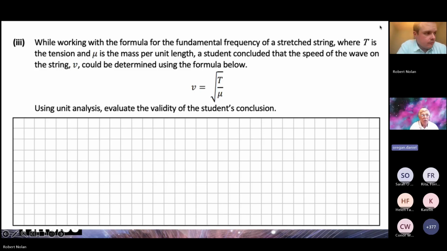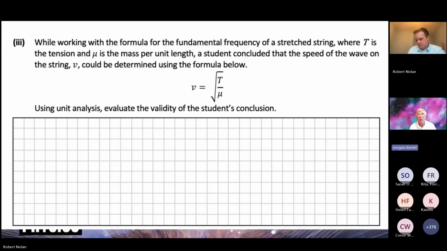Right. Here's one of the new things we mentioned in the introductory chapter: unit analysis. Pupils have now got to verify a formula by checking the units of each quantity on both sides of it, whether they're the same or different. In this case, it turns out they're both the same. And you're asked, using a unit analysis, to evaluate the validity of the student's conclusion.